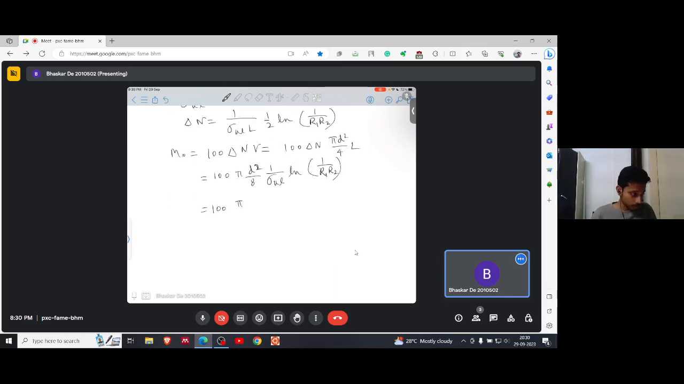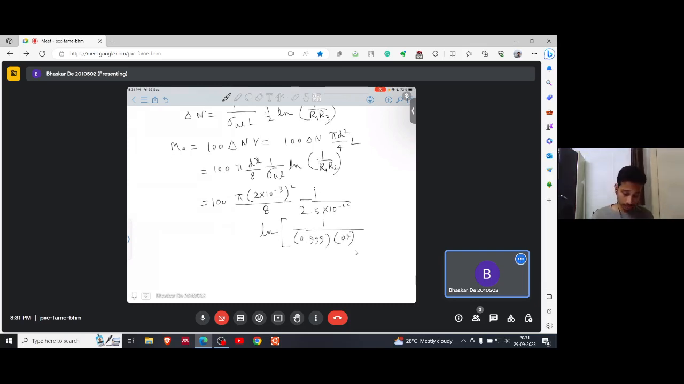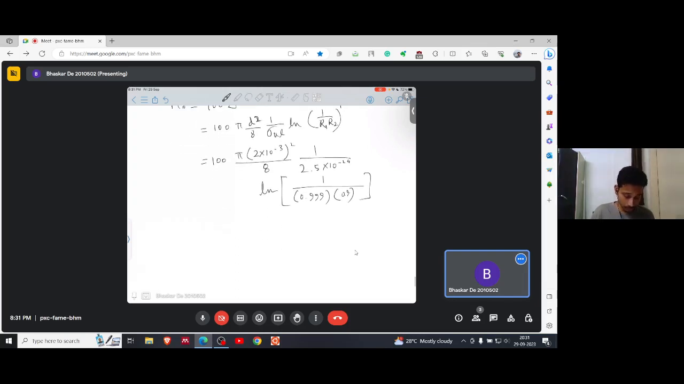100 equal to pi into 2 into 10 to the minus 3 whole square by 8. So 100 into pi into 2 into 10 to the minus 3 whole square by 8, then 2.5 into 10 to the minus 24, ln 0.999.9. So this will give 6.68 into 10 to the minus 18.